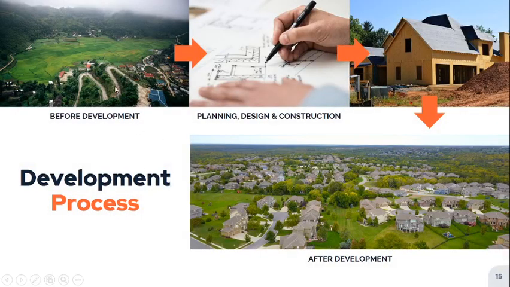So this is an example of vacant land that can be developed as landed house residential. The development process will be the planning, design, and construction, and this is the condition after the development.